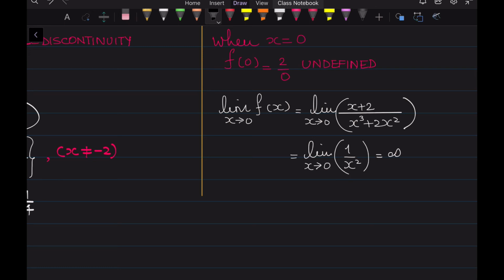So let's come back to this scenario. At x is equal to 0, neither is this function defined nor does its limit exist. And because the limit of this function as x approaches 0 comes out to be infinity, it means that at x is equal to 0, the discontinuity is an infinite discontinuity. So this is the case of infinite discontinuity.